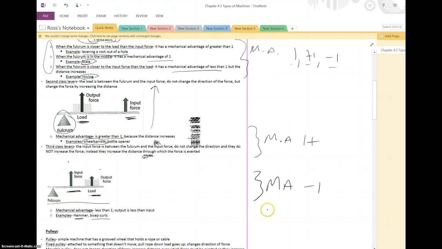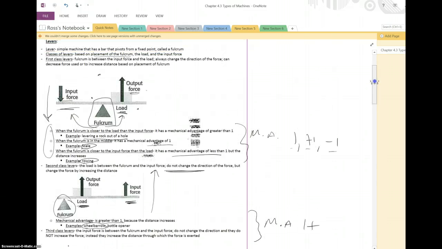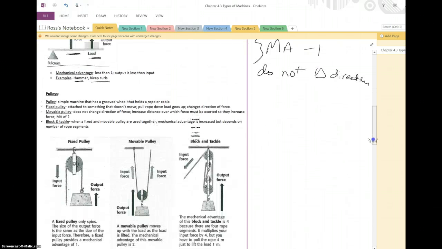So these do not change the direction, because you apply the force in the same direction that the force goes. These as well do not change the direction. I pick the object up, the load, the mass moves up. However, if we go back up a little bit to first class levers, it does change the direction. I push down, the object goes up. So first class levers are the only ones that change the direction.